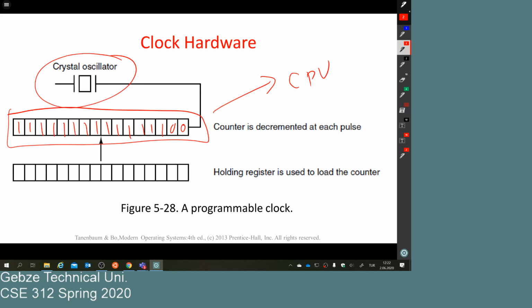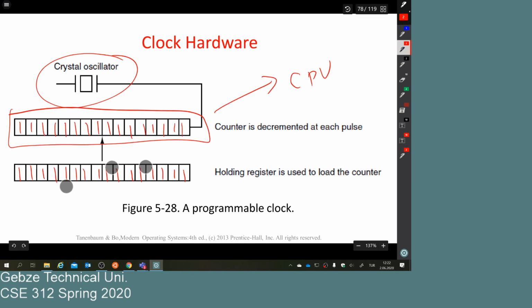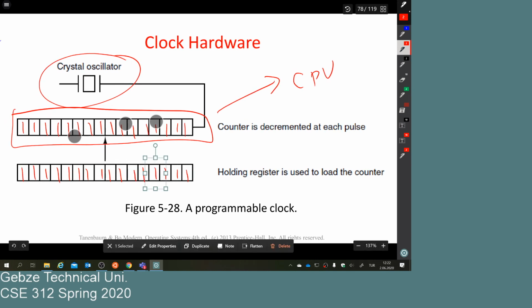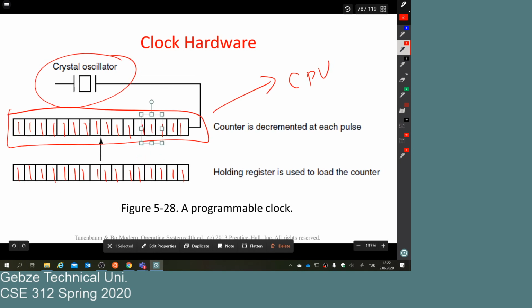So now the CPU knows that a certain amount of time has passed. A clock interrupt has occurred, and it handles the clock interrupt, and it copies this number, whatever that number is, to this position again. So this one starts counting from the beginning. This is called the holding register. It's one constant number. Every time this one becomes 0, it causes an interrupt. And after the interrupt is handled, this number is copied again to this position.